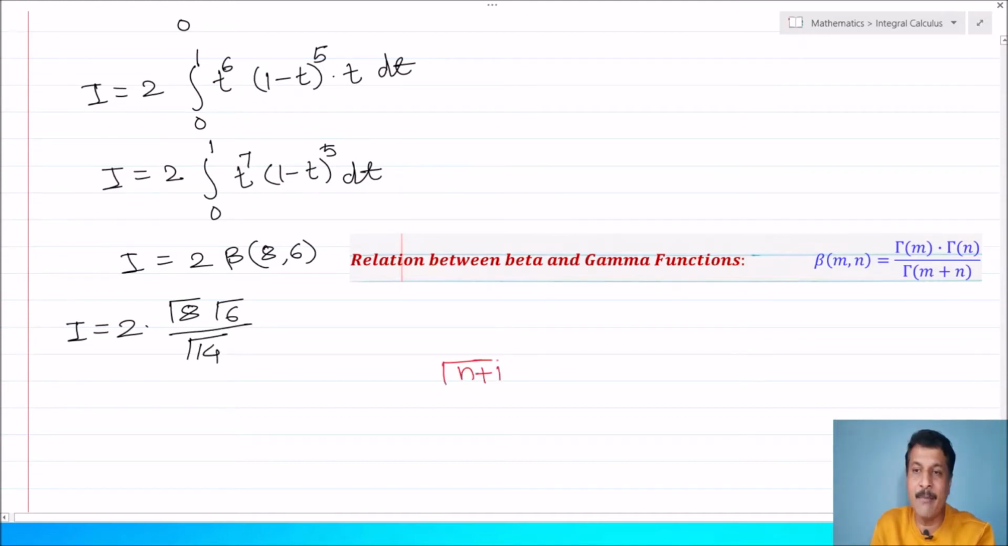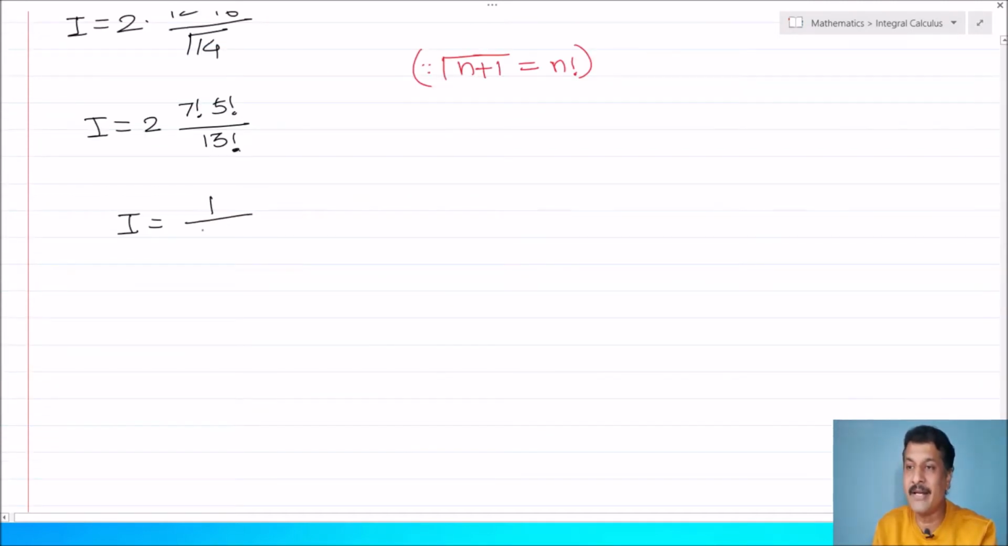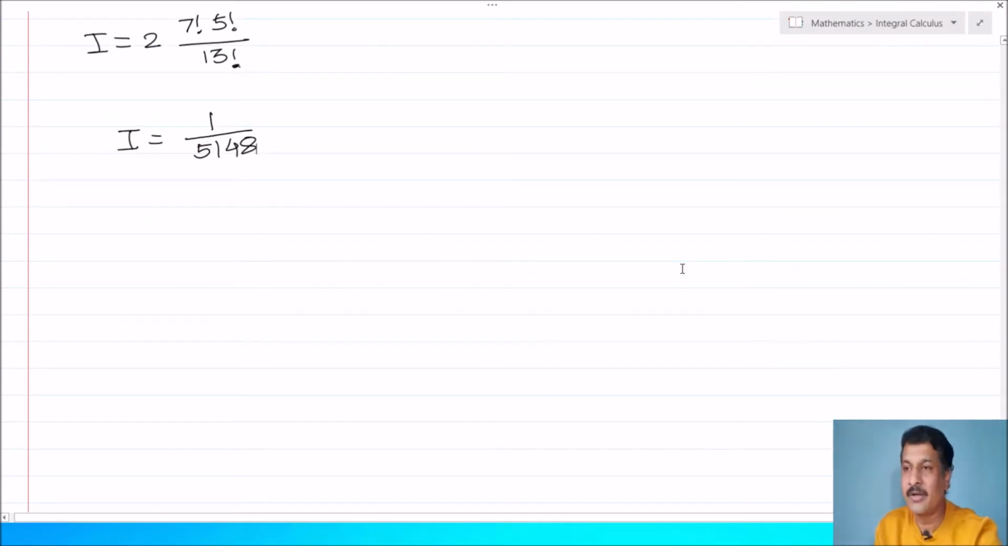As we know, gamma of n plus 1 equals n factorial for n an integer, and that is why I get the answer I equal to 2 into 7 factorial into 5 factorial upon 13 factorial. By calculator I get 1 upon 5148. So the answer I equal to 1 upon 5148 is required.